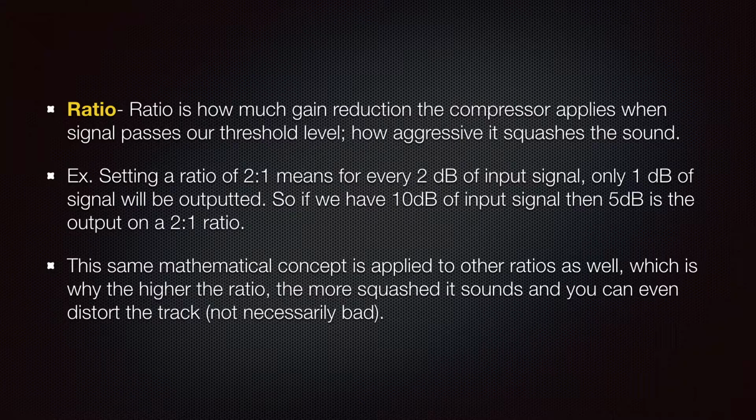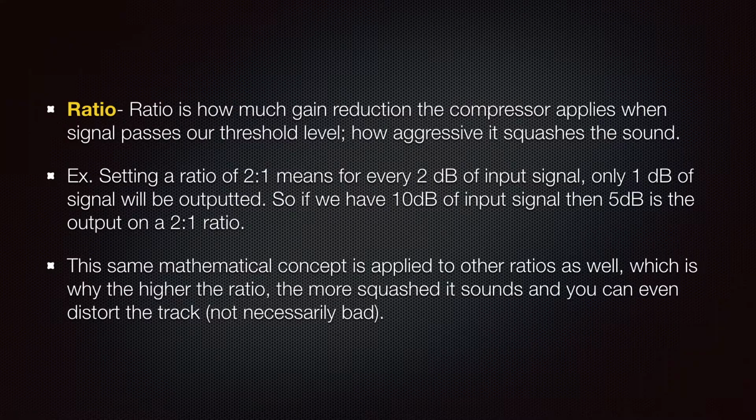Setting a ratio of 2 to 1, for example, means that for every 2 dB of input signal, only 1 dB of signal will be outputted. So if we have 10 dB of input signal, then 5 dB is the output on a 2 to 1 ratio. So, basic math there. And this mathematical concept is applied to the other ratios as well.